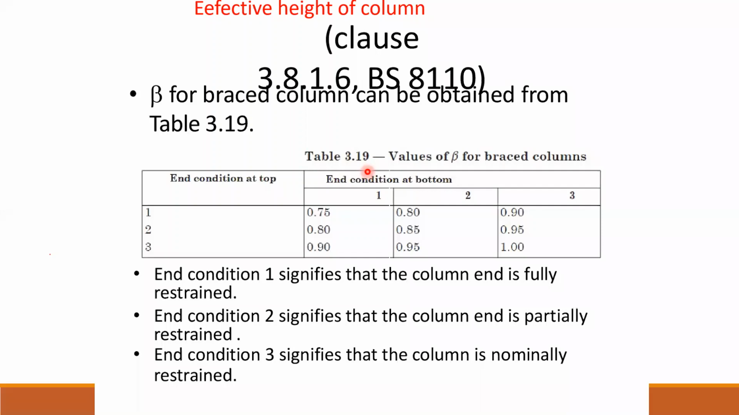Based on these three, you can see in the next figure how the code classifies them. Based on that, you can easily find out the type of column, the top end conditions, the bottom end conditions, and the values for beta.